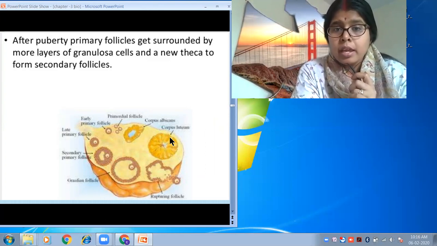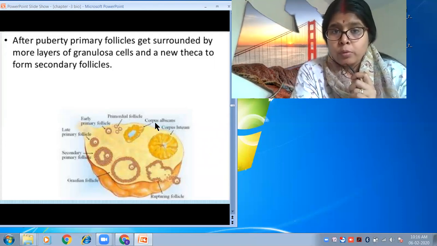What is the corpus luteum? If the ovum is fertilized, the corpus luteum releases hormones and maintains the pregnancy. If it is not fertilized, what happens? The corpus luteum matures to form the corpus albicans, and again the next cycle continues as the menstrual cycle takes place.